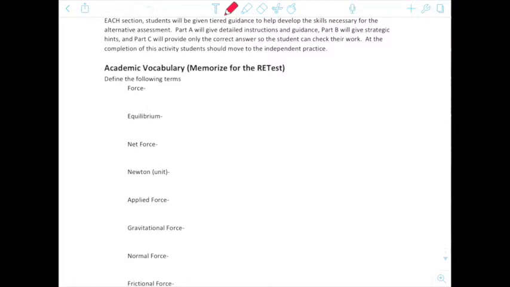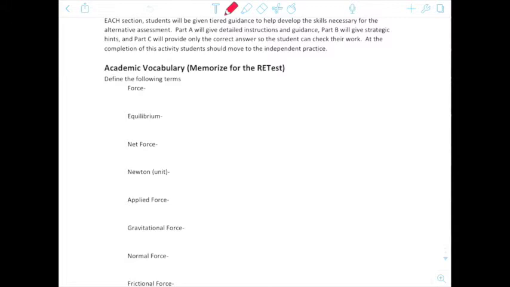So, defining the terms, first is force. Force is any push or pull on an object. We experience force all the time. When you're sitting in a chair, you're experiencing force. When you're running, you're experiencing force. Forces just surround us.